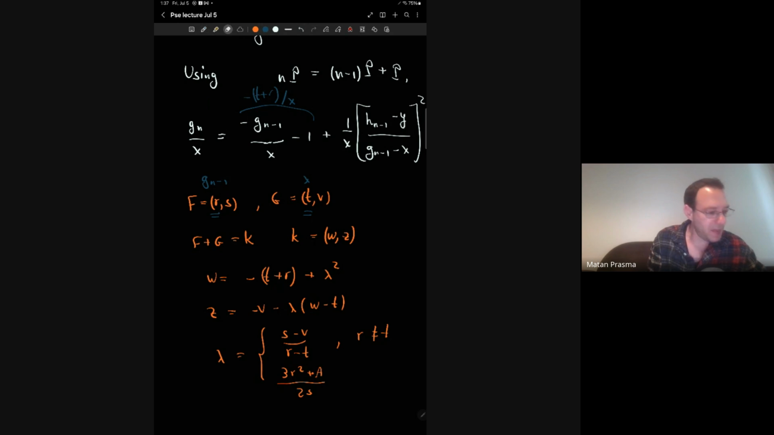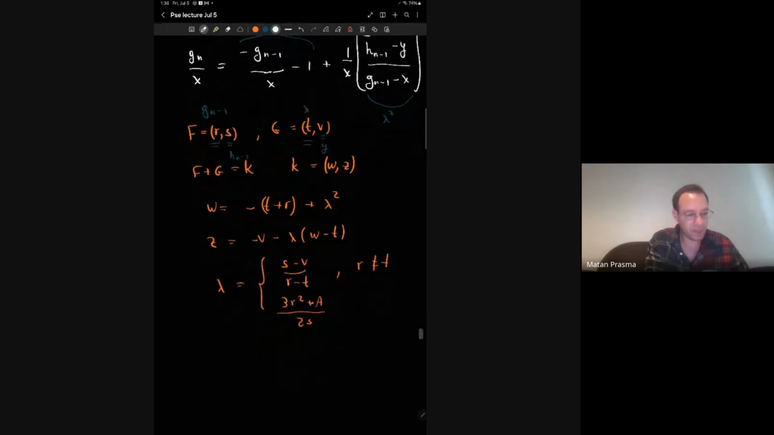Okay, and then in the second term, I took this lambda. This needs to be lambda square, right? But what is lambda square? Lambda is s minus v divided by r minus t. And s here is, of course, hn minus 1, and v is simply y. And I divided everything by x. Okay, so this is a formula for gn over x. And now I develop it a bit.